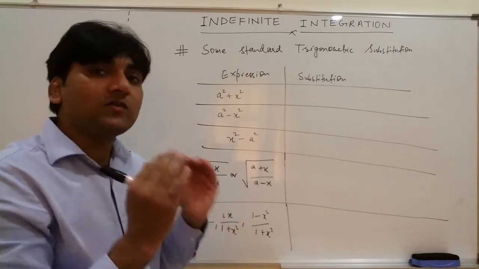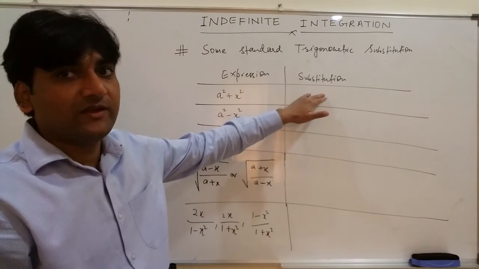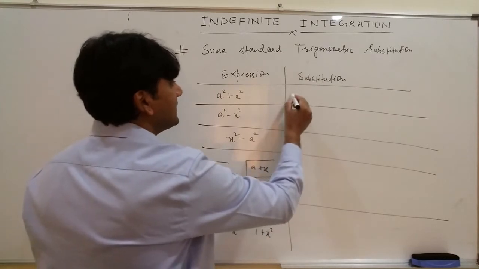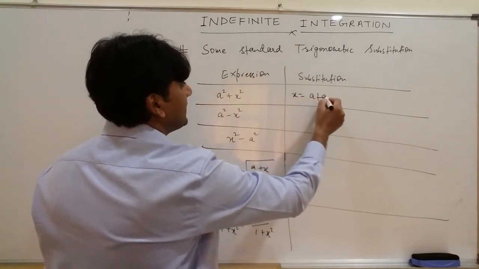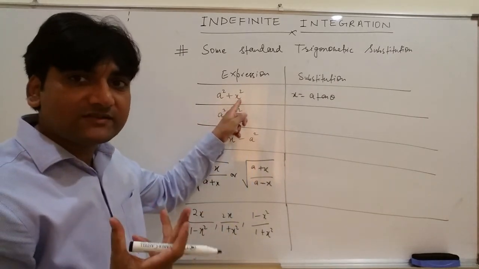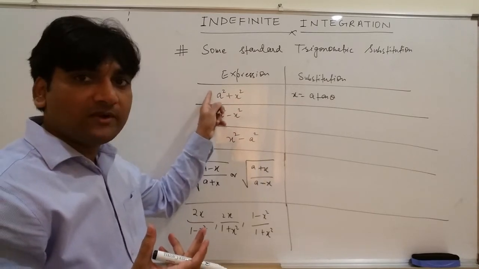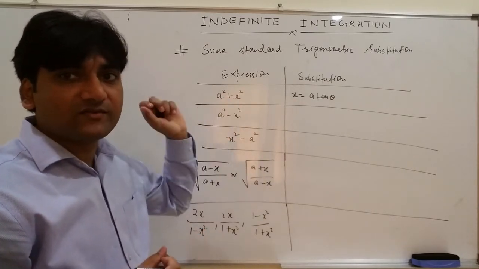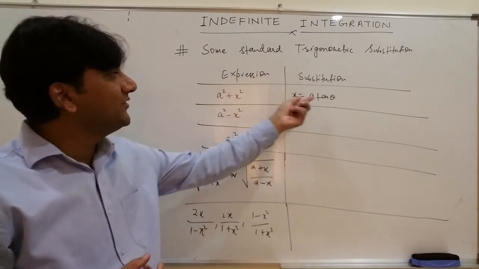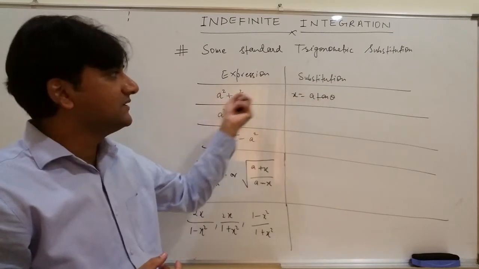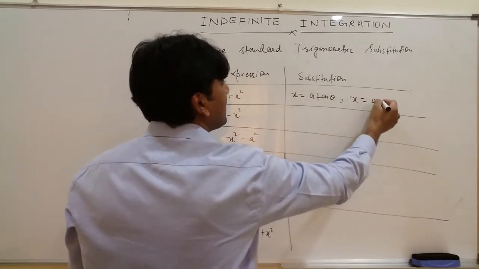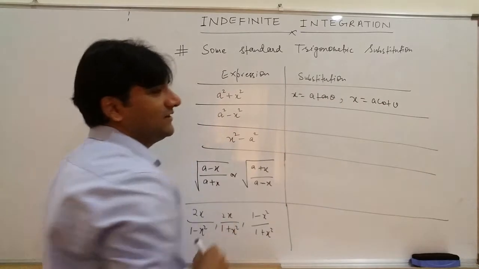I am not saying all questions can be solved by these substitutions only, but this is also a thought you can apply. So for a square plus x square, if you use x equals a tan theta and put a tan theta over here, it would be a square tan square theta, and this is a square. A square you can take common, 1 plus tan square theta, which is a square sec square theta. So this is one term, this is the second term. If you combine with this substitution, it will be one term. This is the beauty of substitution. So x equals a tan theta you can use, or x equals a cot theta you can use. We generally use a tan theta.